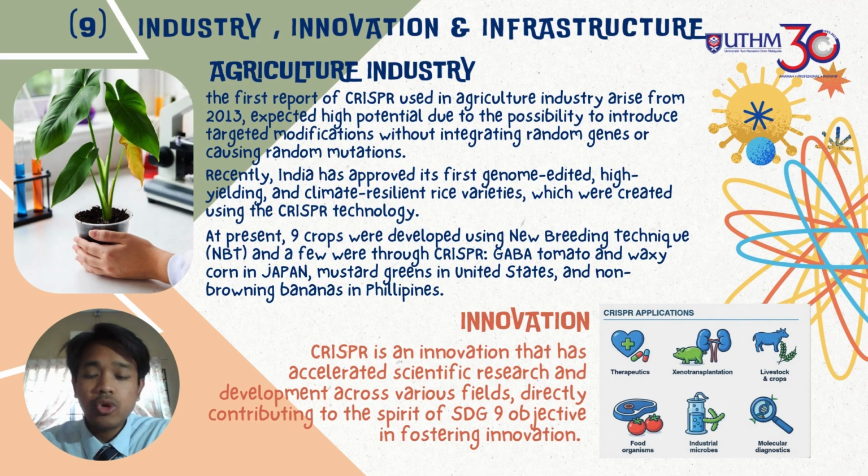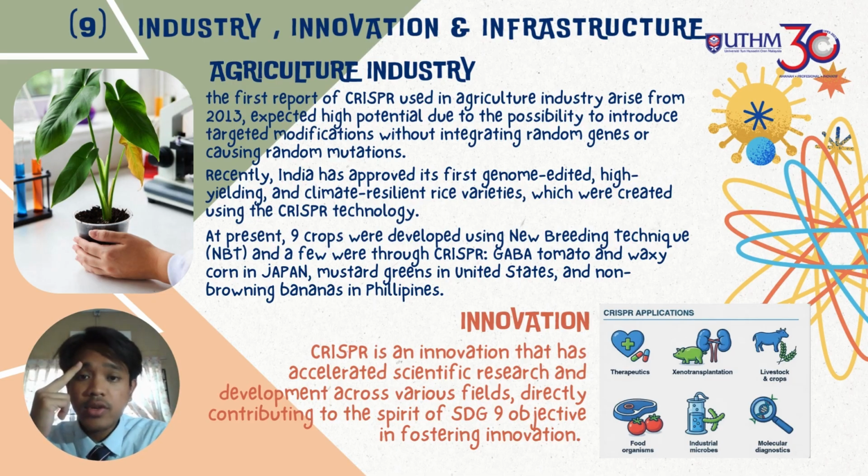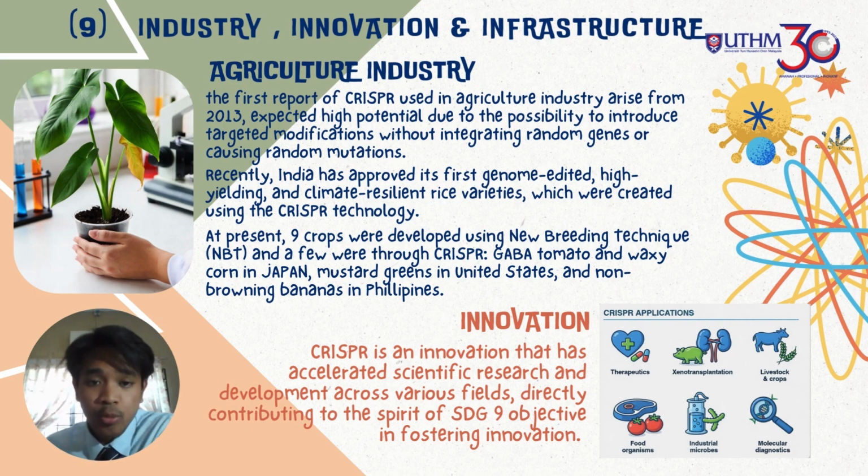So next, we'll go to how CRISPR technology can contribute to industry, innovation, and infrastructure. First of all, we'll go to the agriculture industry. The first report of CRISPR use in agriculture arose in 2013, with high potential expected due to the possibility to introduce targeted modifications without integrating random genes or causing random mutations. Recently, India approved its first genome-edited, high-yielding and climate-resilient rice varieties which were created using CRISPR technologies.